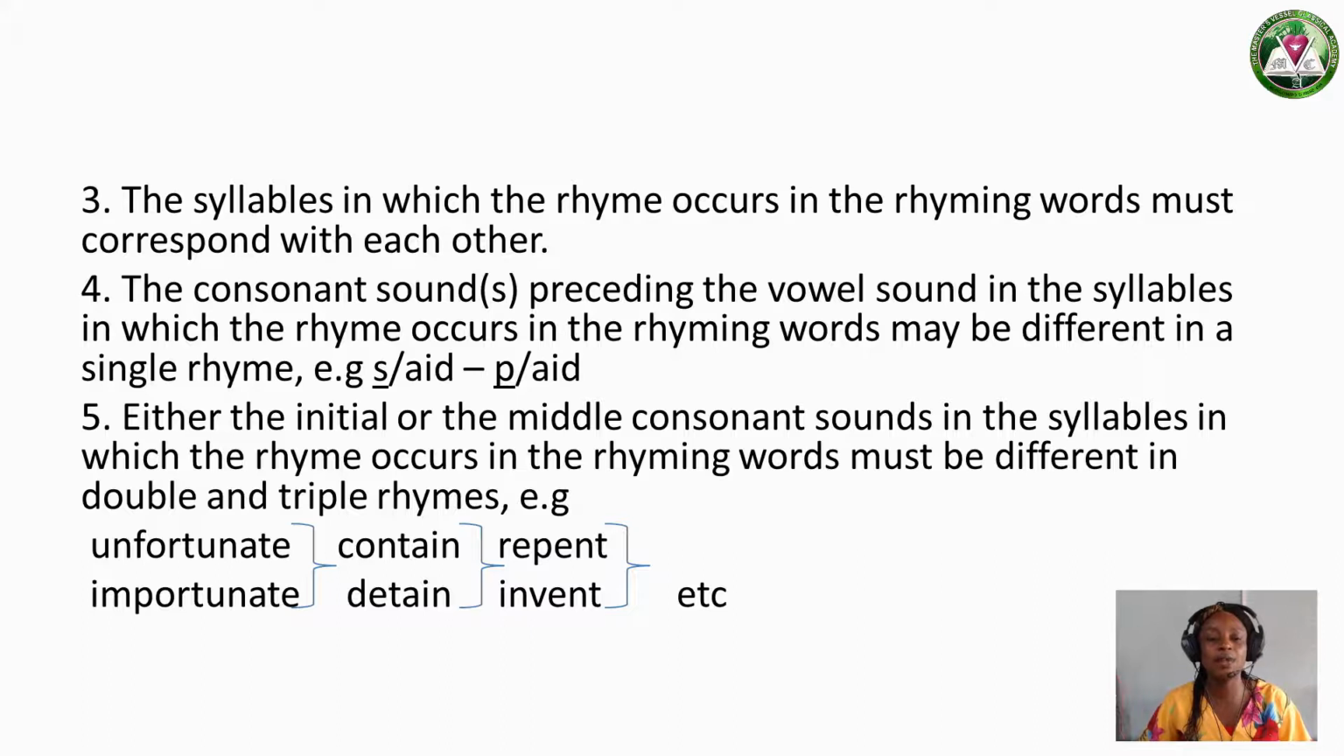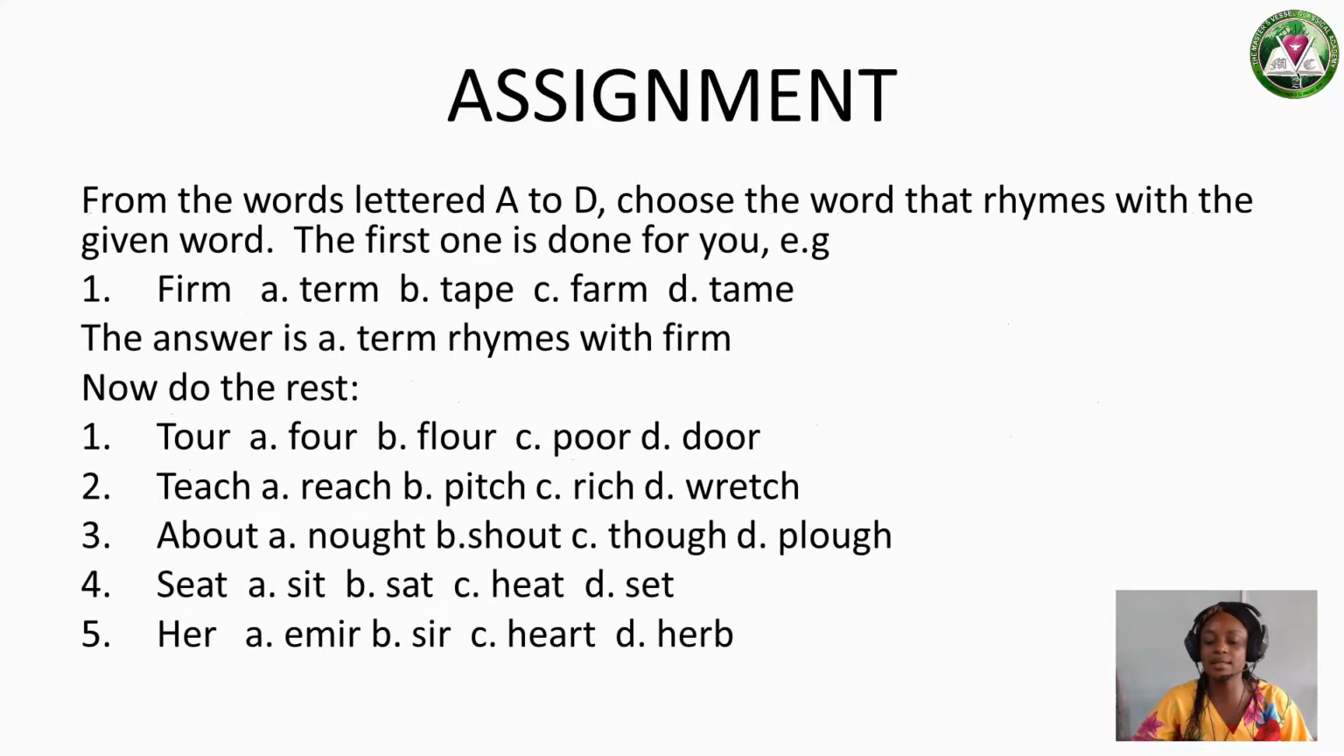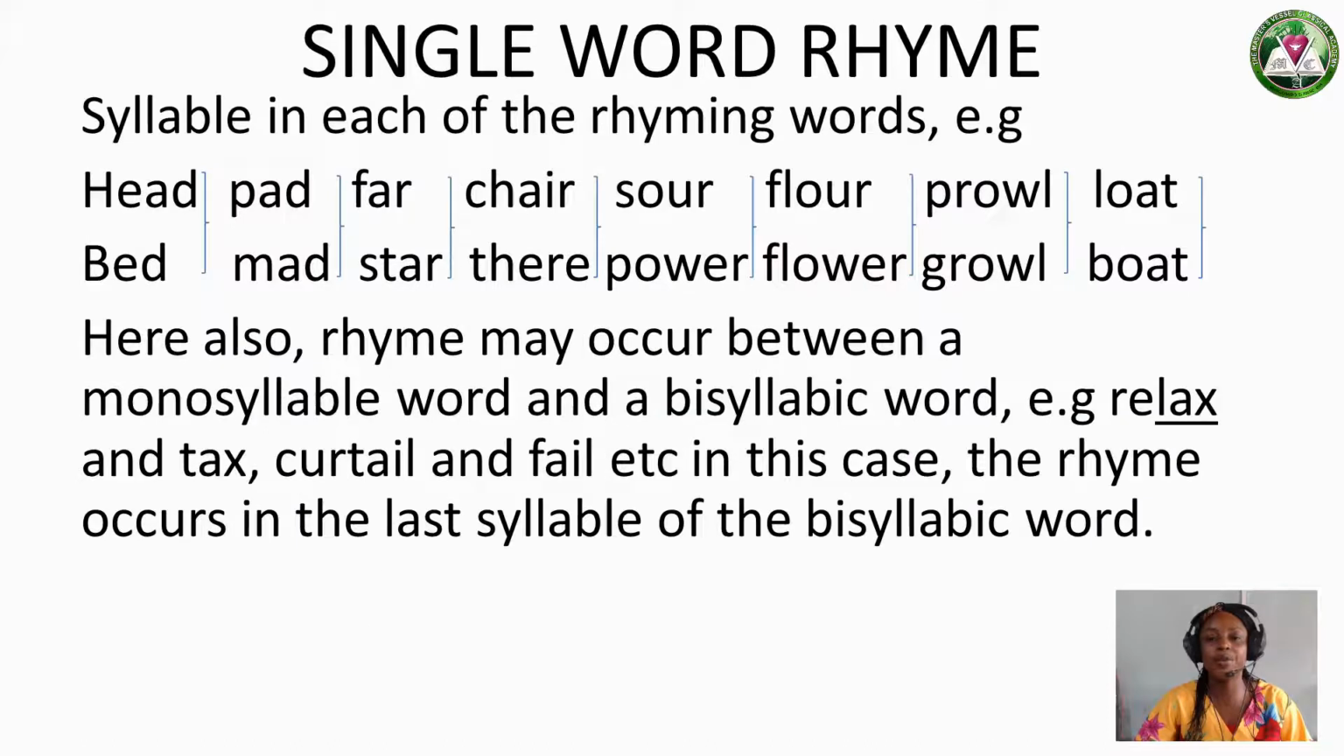Now we have that the initial or the middle consonant sounds of the syllable in which the rhyme occurs in the rhyming words must be different in double and triple rhymes. So we have, for example, the first one, unfortunate and importunate. So we can see that the last three syllables in the first example rhymed. Then we have contain and detain, and we have repent and invent. So that is for word rhyme.